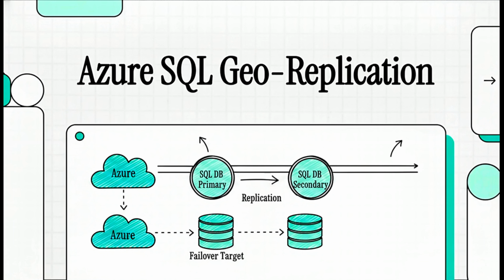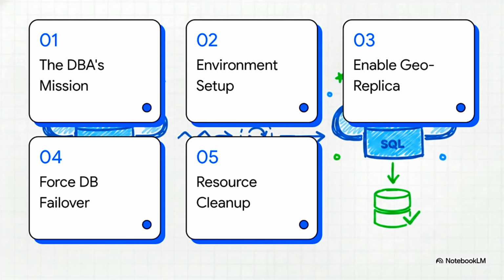Let's get into it. Here is our game plan for today. Number 1, the DBA's mission. Number 2, setting up the environment. Number 3, enabling the Geo-Replica. Number 4, forcing a database failover. And finally, number 5, essential resource cleanup.